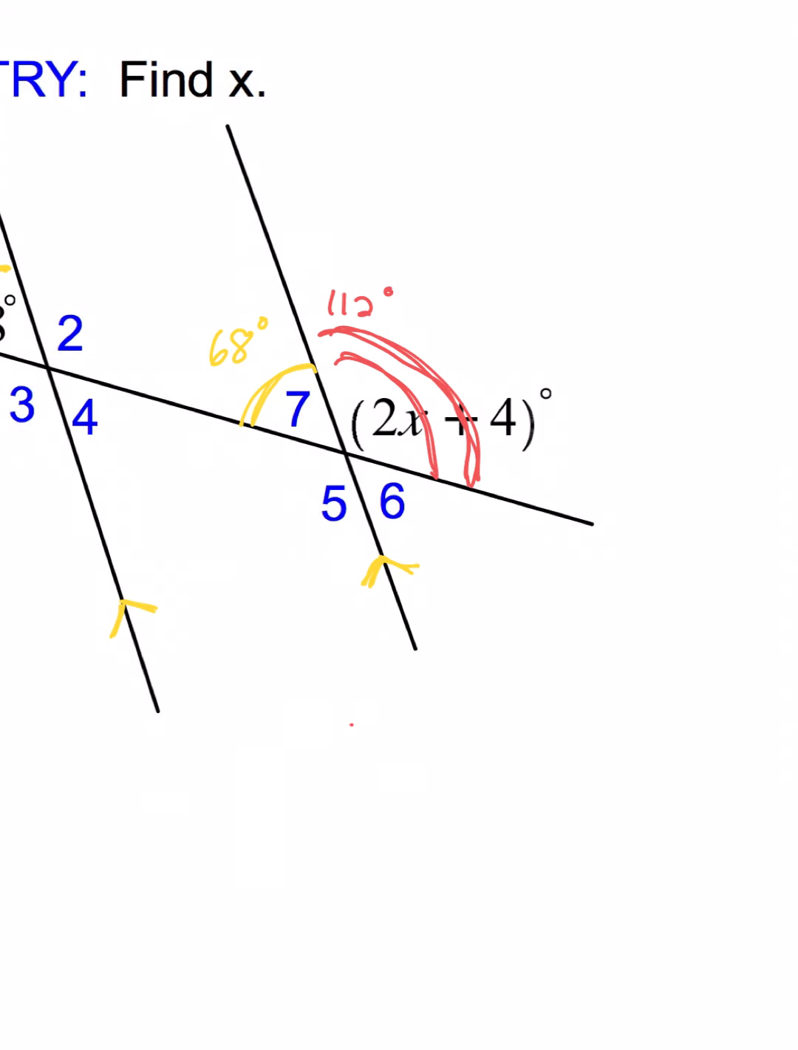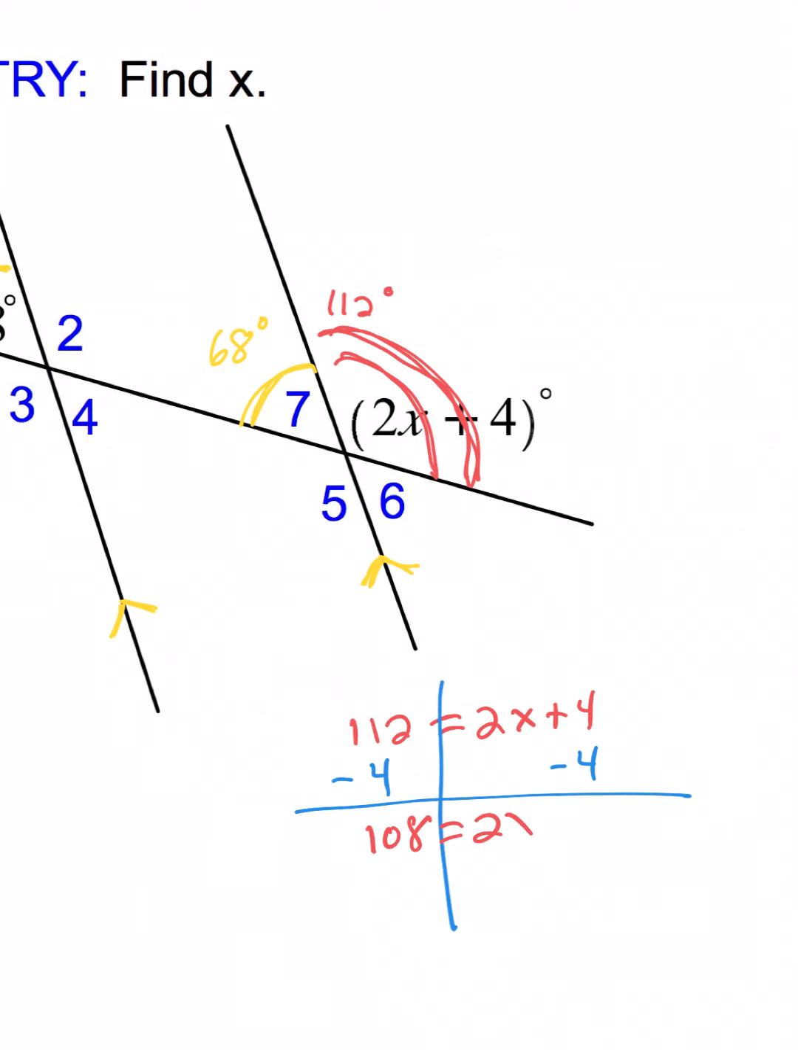So now, if that's 112 and it's also 2x plus 4, I can set them equal to each other and solve for x. So all my like terms are combined, so I'm going to move the 4. That leaves me now with 108 equaling 2x. And then to get x alone, I just divide both sides by 2. So I get x equals 54, and I am done.